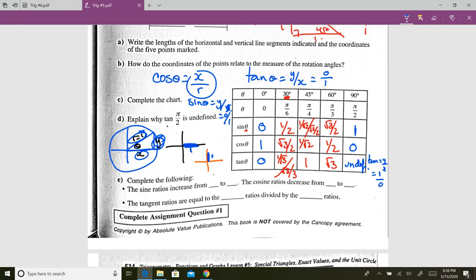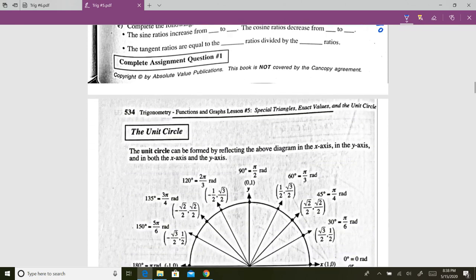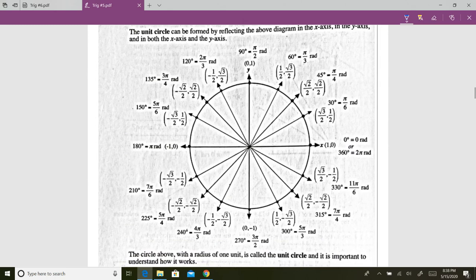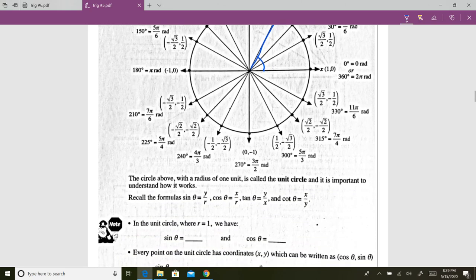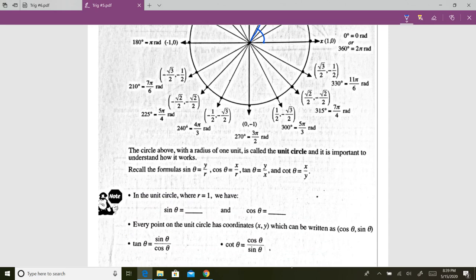All right, flip the page. There is your unit circle. Everything has a radius of 1. They tell you the reference angle, that would be 60 degrees, and they tell you the coordinates. Now, why are there coordinates? It's because, remember from the second lesson, I think it was, sine theta, and we just talked about it: sine theta is y over r.